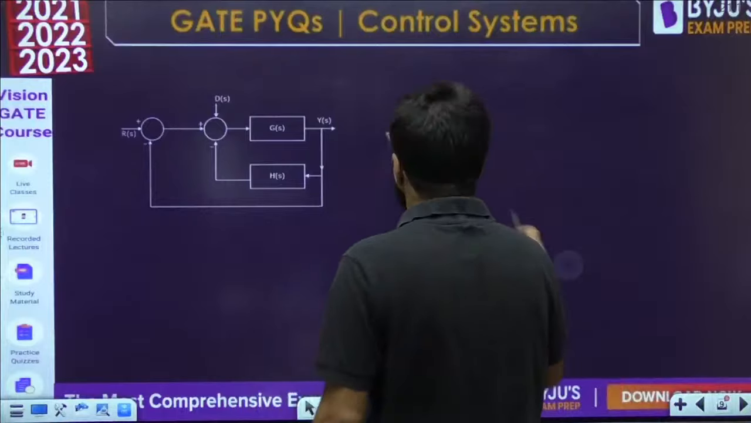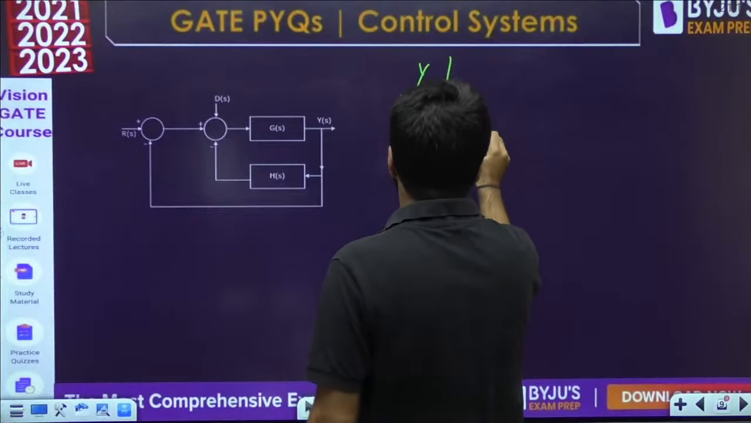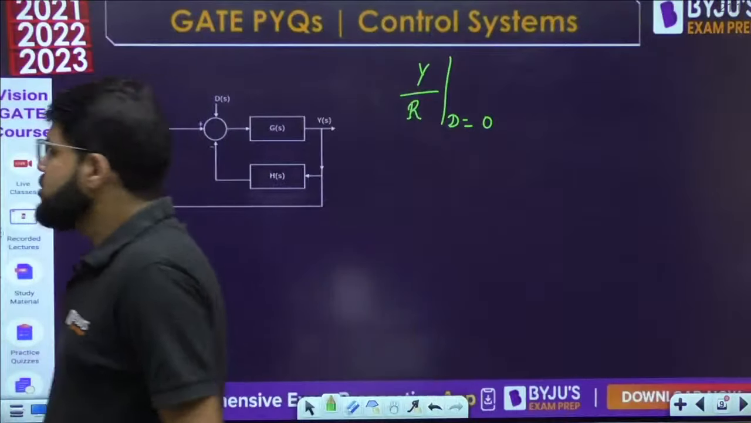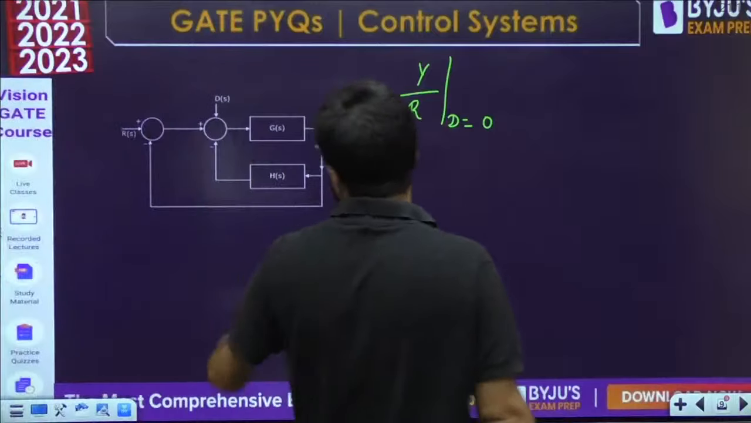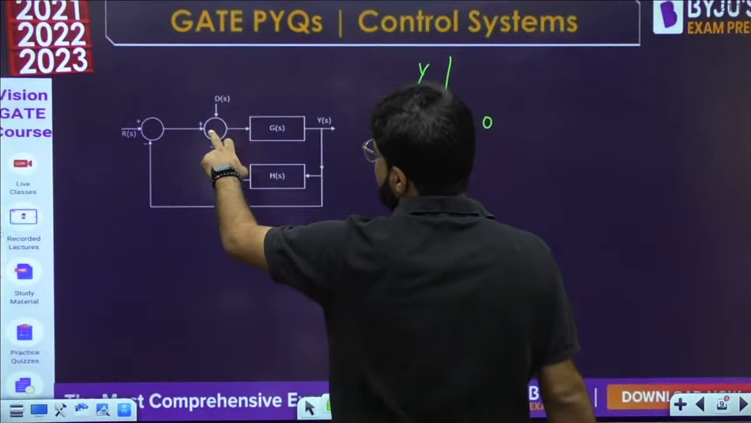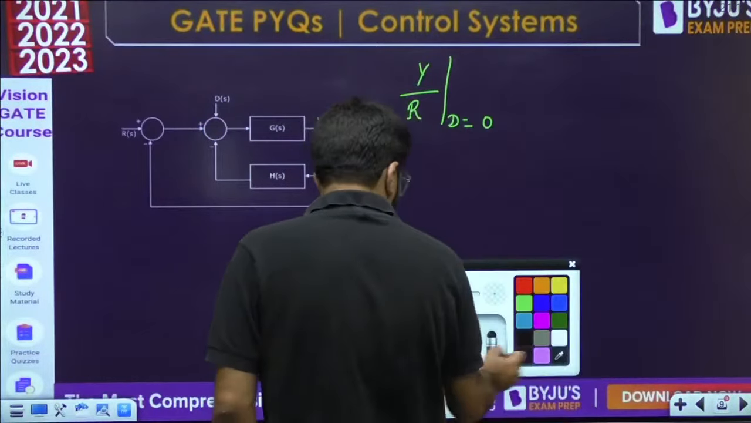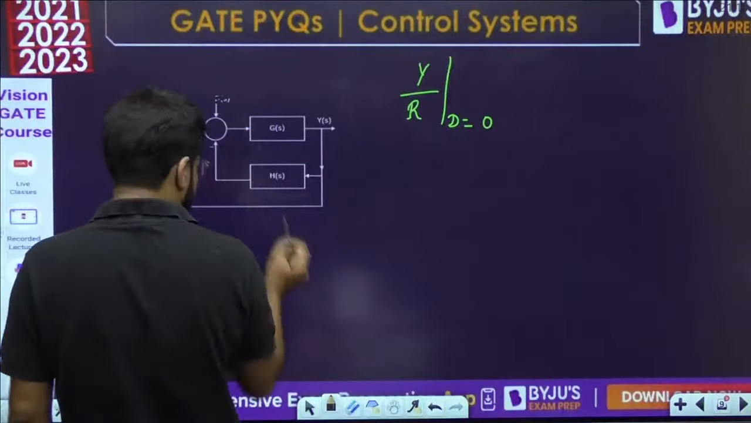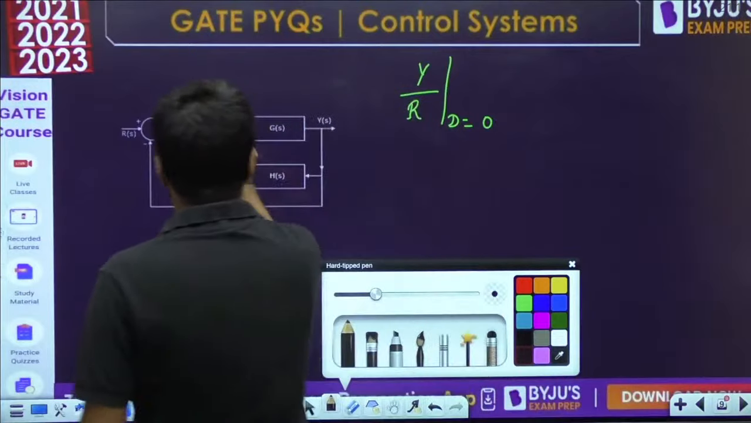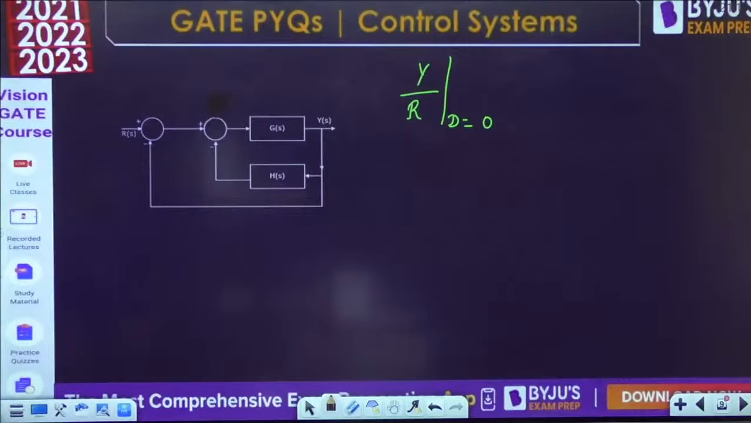That means, first of all, you can calculate the transfer function Y by R by taking D equal to 0. If you take D equal to 0, there is no need of this input, it is just added with 0. So only these two nodes will be required. Let me just show you by erasing it. Okay, let us erase this, and now let's try to solve it.